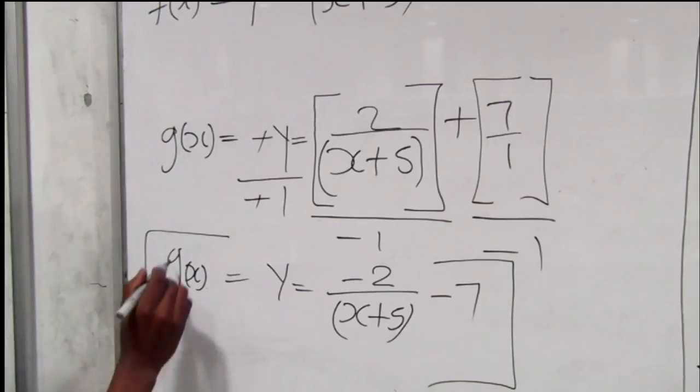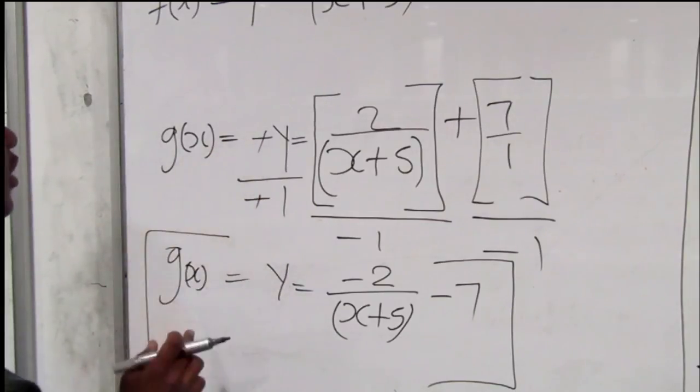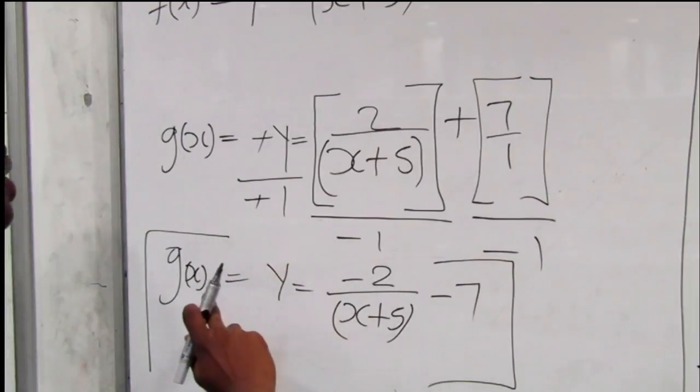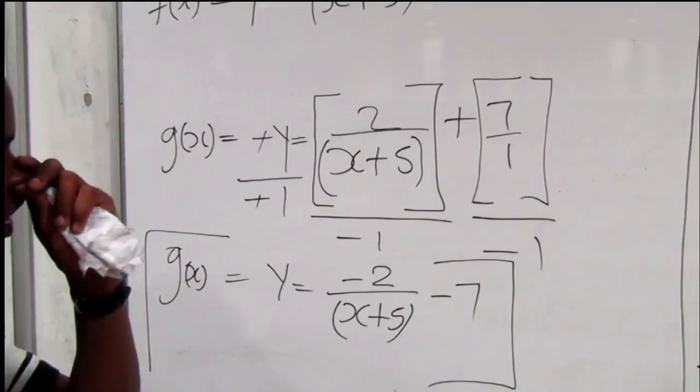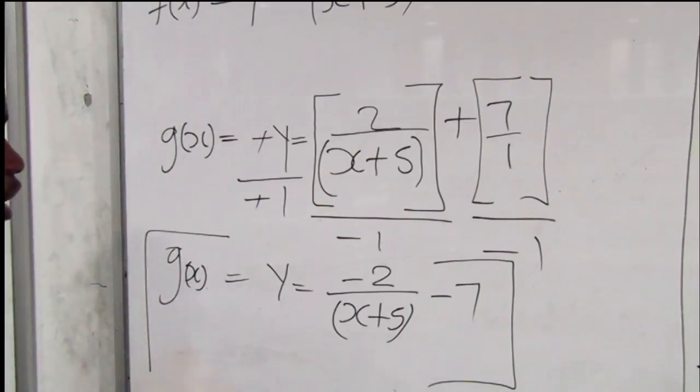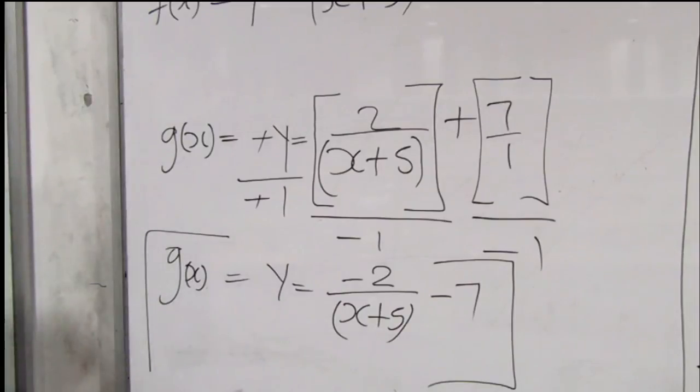When you reflect it along the x-axis, your y becomes negative, and then we divide by negative 1, the whole thing. Then we get this function, which is y equals negative 2 over x plus 5, the whole minus 7.